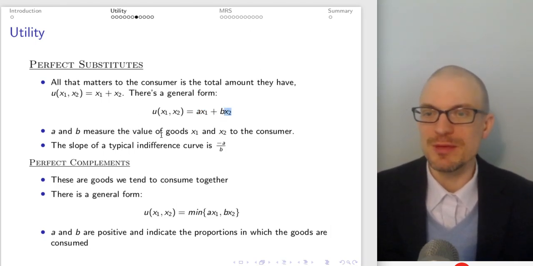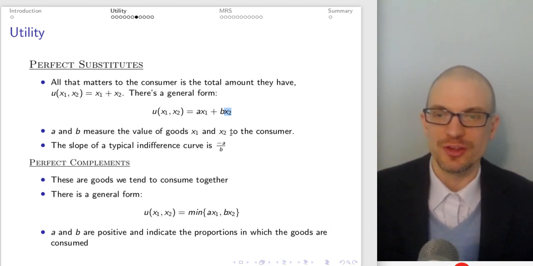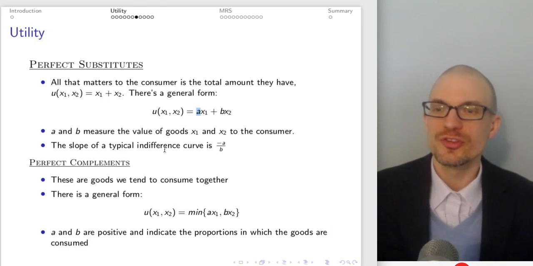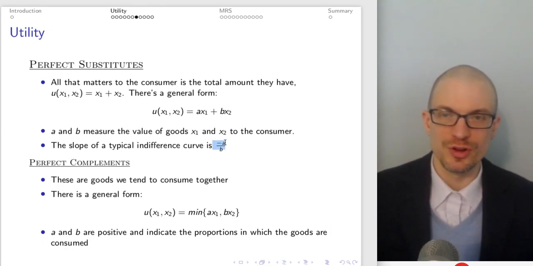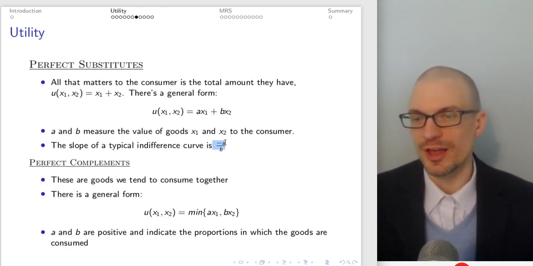All right, A and B measure the value of good 1 and good 2 to the consumer. It's the marginal contribution. The slope of a typical indifference curve is going to be minus A over B, right? It's going to be the ratio of marginal utilities. This is actually the MRS, the marginal rate of substitution for the consumer, which is going to be the negative ratio of the marginal utilities. Although I'll have a note in a second, we'll just talk about this in absolute value very often.